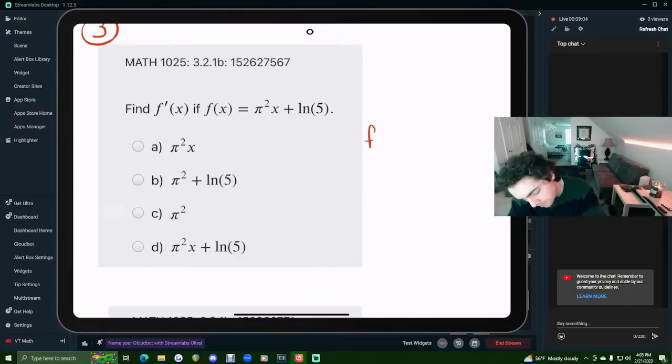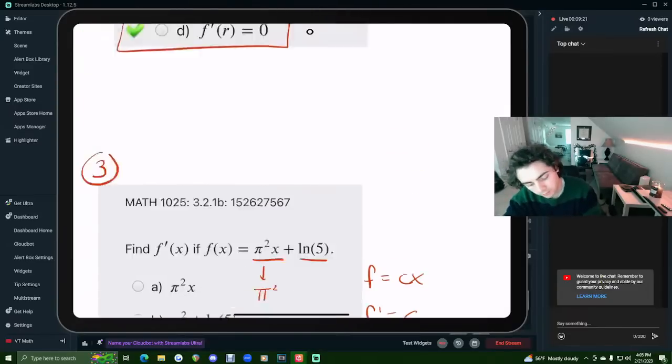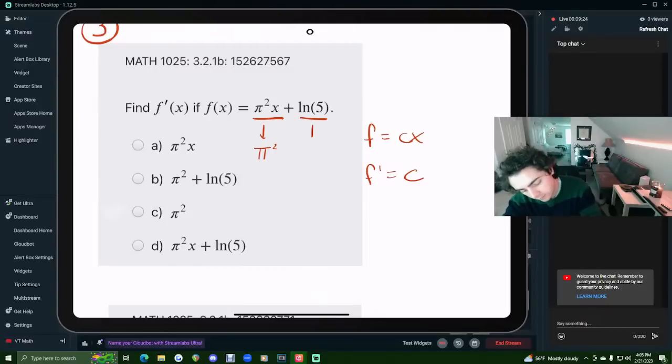So if you have a function that's a constant times x, then the derivative will just be that constant. So if we have a constant times x, pi squared times x, then the derivative of that part will just be pi squared. Then, using what we learned a moment ago, ln of 5 is just a constant because there's no x attached to it. So ln of 5 is just some number, and the derivative of any number is 0. So pi squared plus 0, or just pi squared, should be our derivative.